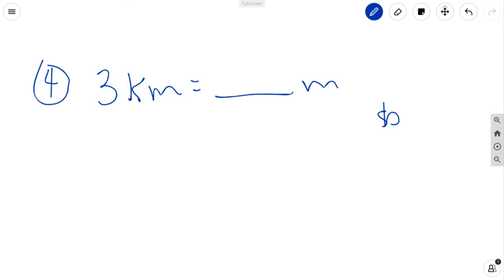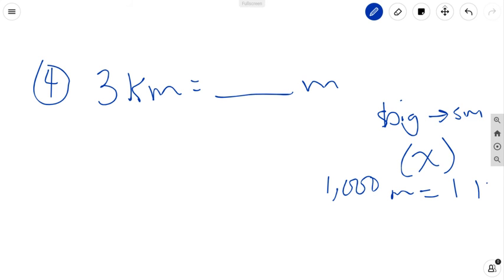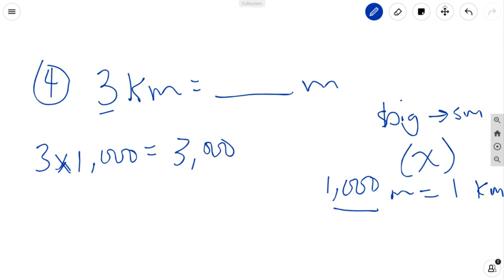Going from big to small. Kilometers is bigger than meters. If we're going from big to small, it means we're going to multiply. There are 1,000 meters in 1 kilometer. So we're going to multiply 3 times 1,000. And that's going to give me 3,000 meters.